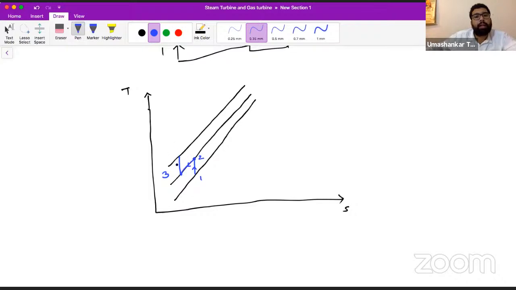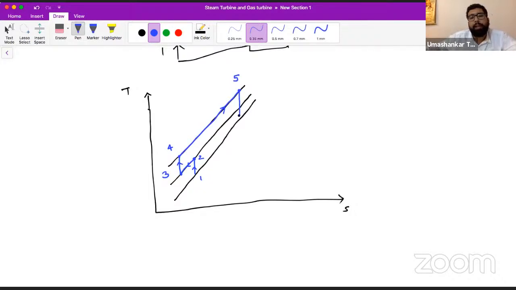In the compressor stage 2, again your pressure will increase, and you will reach this point 4. Then heat addition will take place till this point 5 in the combustion chamber.